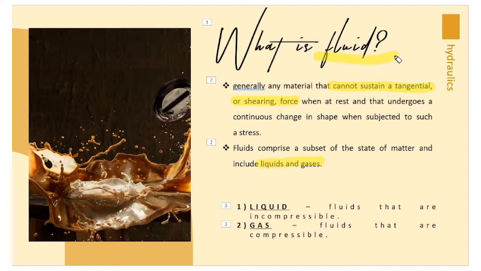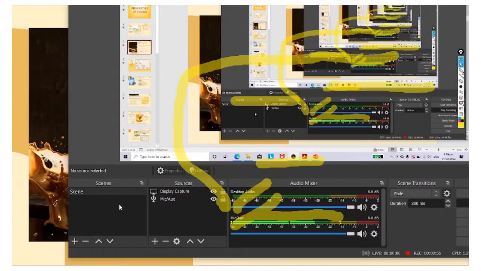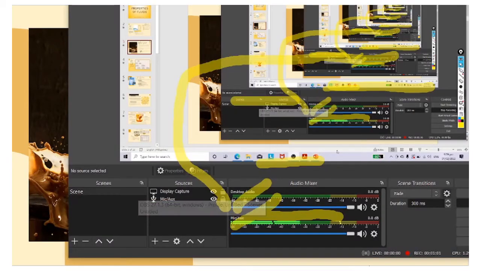So fluid, again, can be divided into two. It can be either a liquid or a gas. Liquids are fluids that are incompressible, while gases are fluids that are compressible. For the next slide, I will insert here a clip about the explanation of compressible and incompressible fluids.